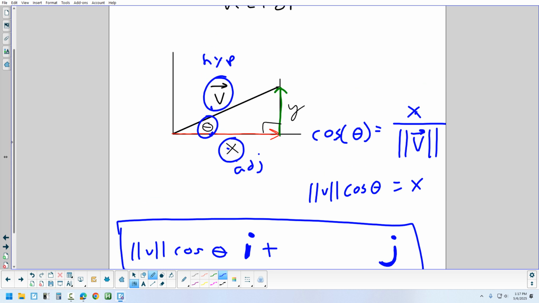Okay, what's the name of this side? The opposite. What trig function would involve hypotenuse and opposite? That's sine. So sine equals opposite, which is Y, over the hypotenuse. How would I write what goes in the bottom?